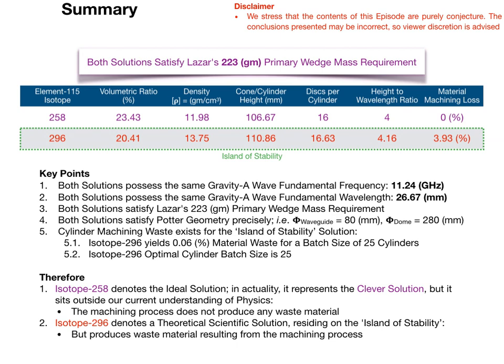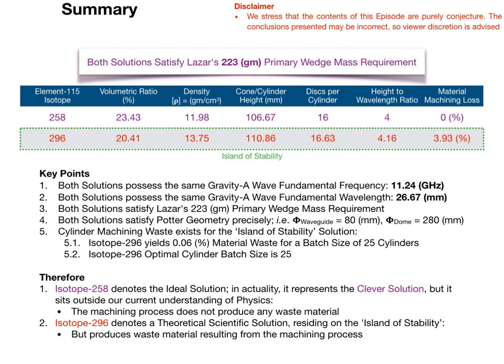Hence, we're left with two possible candidate solutions, as appears in the table. Isotope 258 cannot be conclusively excluded from possibility because it might occupy a place where our knowledge of nuclear physics is incomplete. Therefore, isotope 258 denotes the ideal solution. In actuality, it represents the clever solution because the machining process does not produce any waste material. However, it sits outside our current understanding of physics.